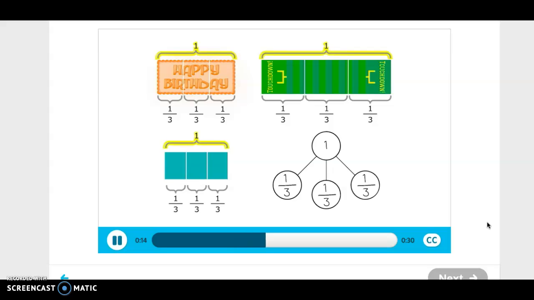I also noticed that the wholes are different. Even though we always needed 3 pieces, the football field, the cake, and the rectangle are all different sizes. Nice work! Let's see if you can make one whole when you start with a different fractional unit.